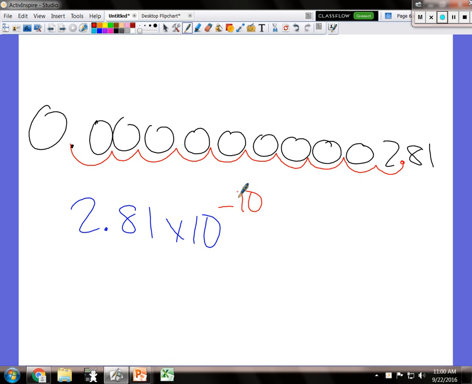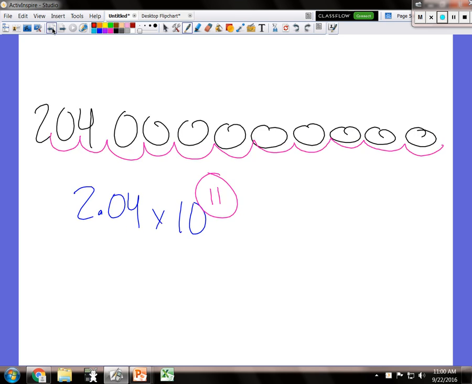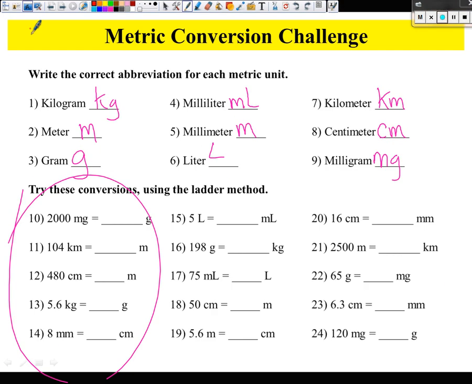Does that help others of you? Okay, better. So really that's all you're doing. If the number is less than 1, it's got to be negative. If the number is greater than 1, it's got to be positive, and you're just counting how far you're moving it.